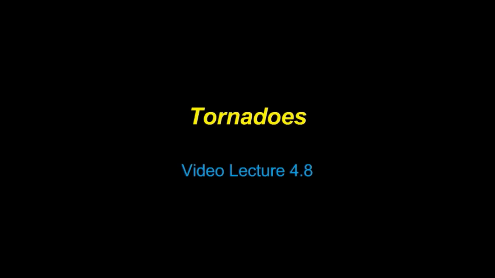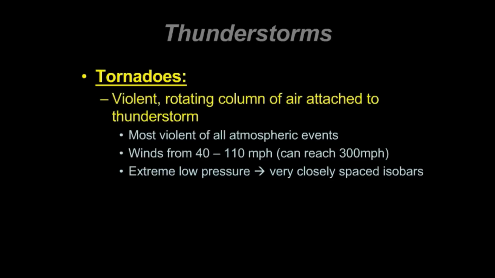Video lecture 4.8 will focus in on tornadoes, something that definitely affects us here in Indiana. We'll be working with the definition of tornadoes as a violent rotating column of air that's attached to a thunderstorm. Of all the atmospheric events that we've discussed, tornadoes are the most violent, with winds reaching upwards to as close as 300 miles per hour.